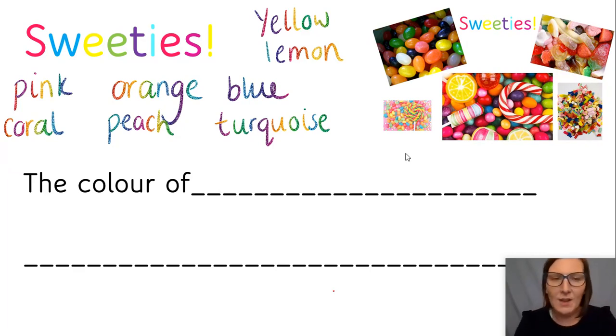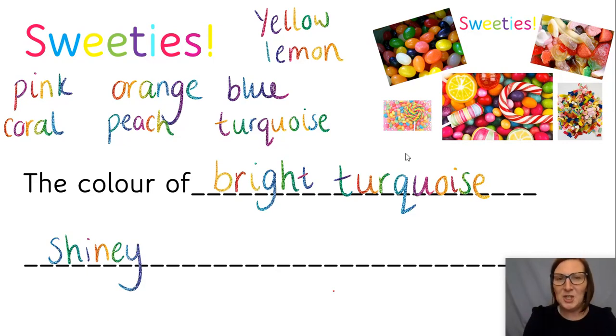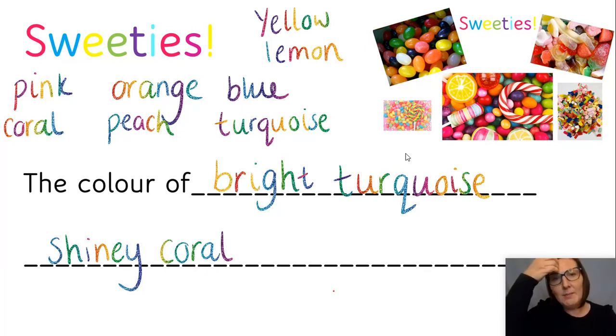Then I thought I'm going to take the word turquoise and use the word bright turquoise. Bright turquoise, and that's going to describe some of my sweets. And then I thought, some of them are quite shiny. So I'm going to use the word shiny coral because I really like that word too. What words will you use? Because you're going to have a go at doing this. In fact, we could pause the video now and you could have a go at completing this part on your worksheet now. Yes, let's do that.